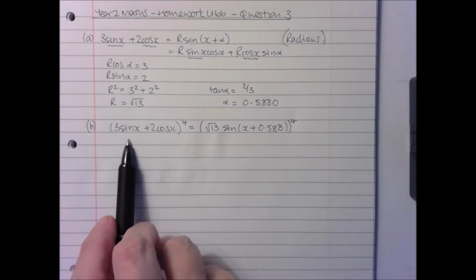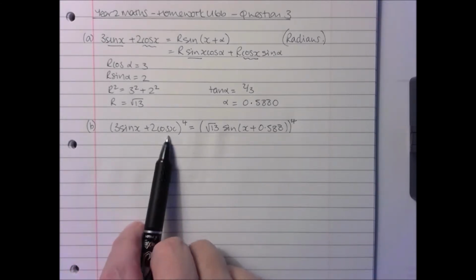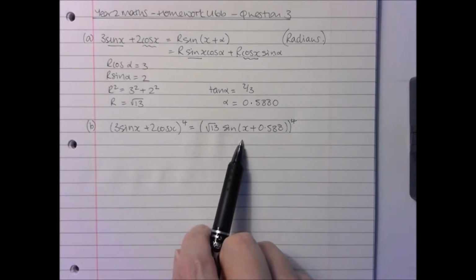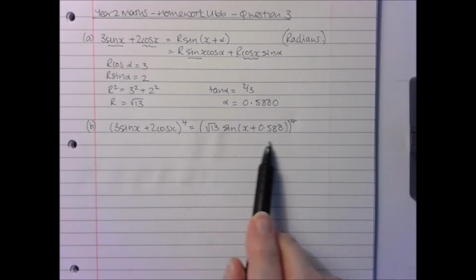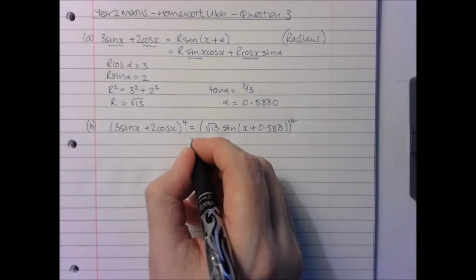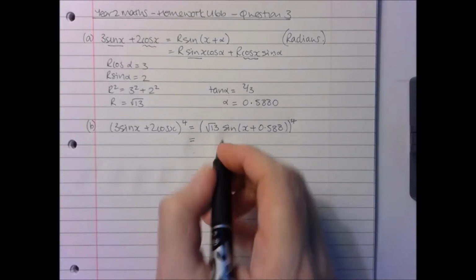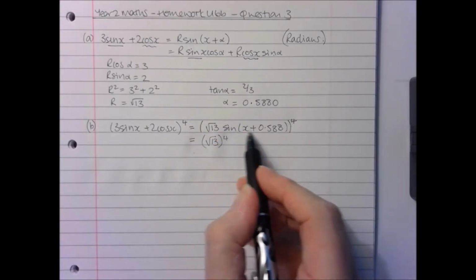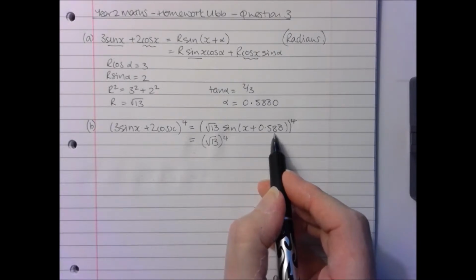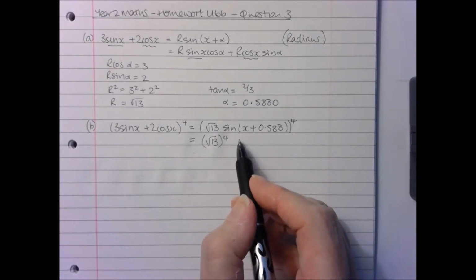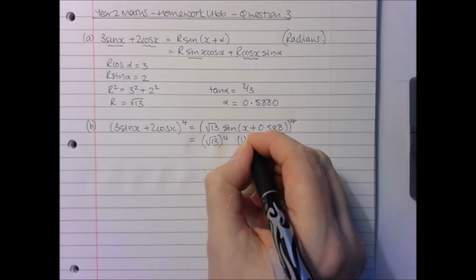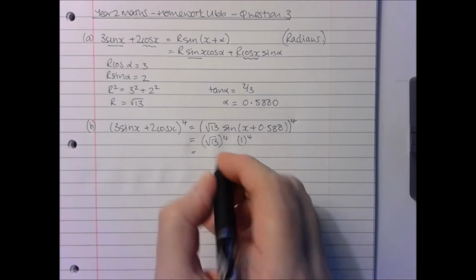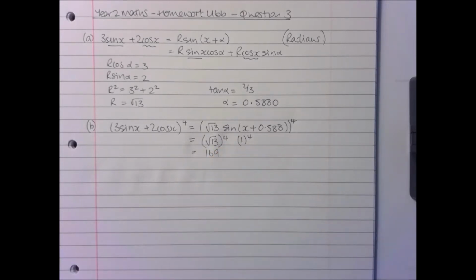Part B then wants the maximum value of 3 sine x plus 2 cos x to the 4. So if we replace 3 sine x plus 2 cos x by what we found out in part A, we end up with this expression here. Now, what we need to do is raise root 13 to the 4, and then the maximum value of sine (x plus 0.588). Well, the maximum value that a sine function can take is 1, so this would be 1 to the power 4. So what we end up with is 13 times 13, so the maximum value would be 169.